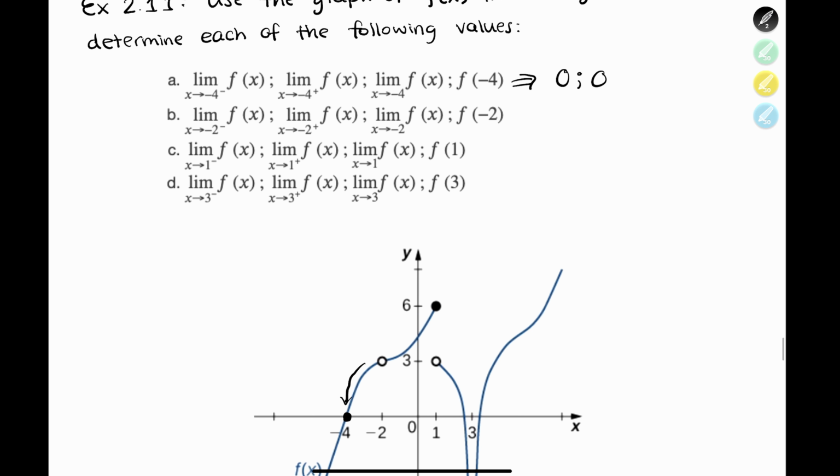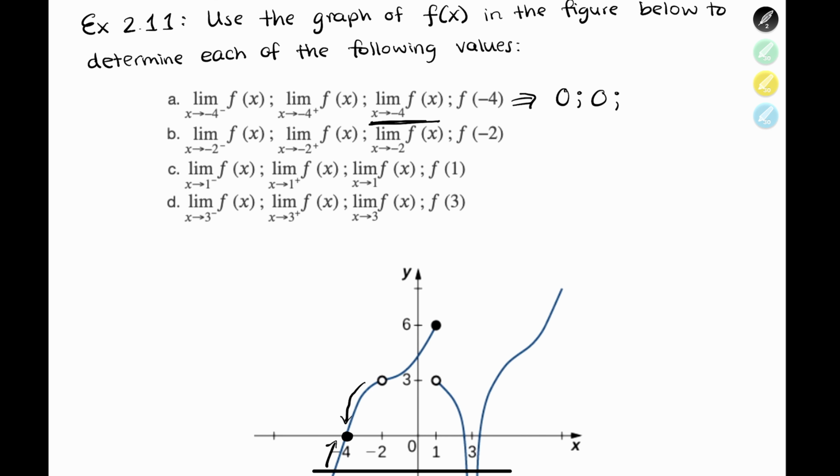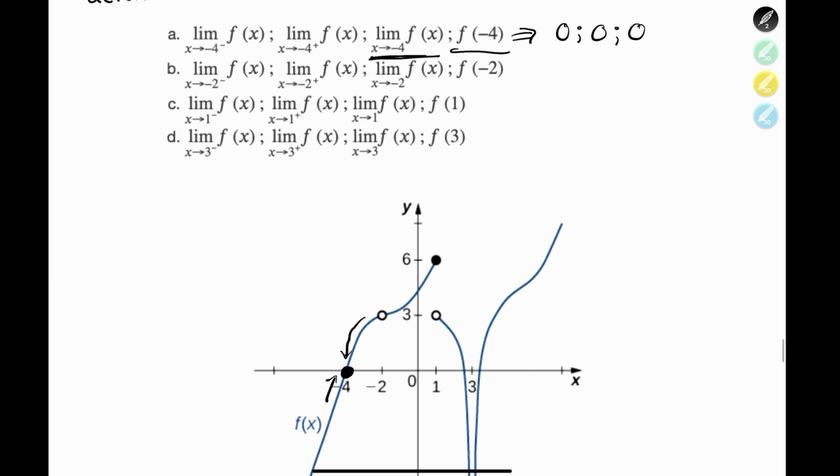So it's 0 again. And the regular limit is still 0 because the left-hand limit and the right-hand limit approach the same value L, and in this case L is 0. So that's why the limit of f of x as x approaches -4 is still 0. And if we were to find f of -4, we would see that it's still 0. So we have zeros across the board for part A.